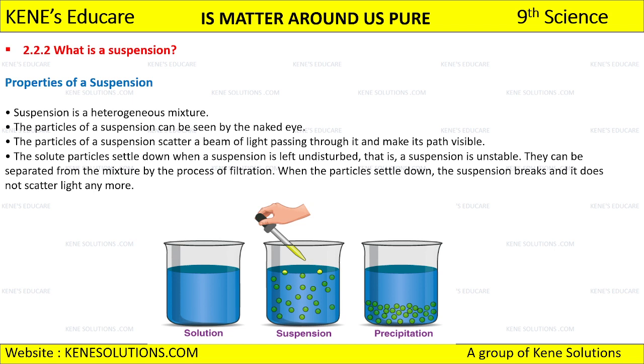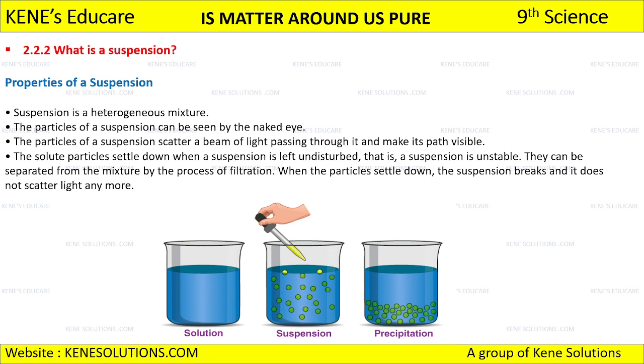Now if we have to separate any particle, we can separate it from the mixture by the process of filtration. How can we separate it? By the process of filtration. So when the particles settle down, just imagine the particles settling down. Whenever they settle down, the suspension will break and it will not scatter any more light.